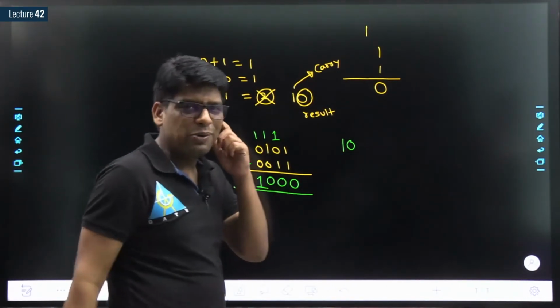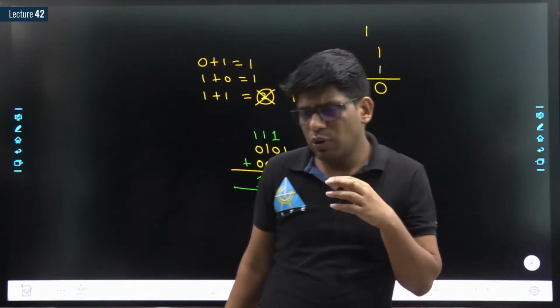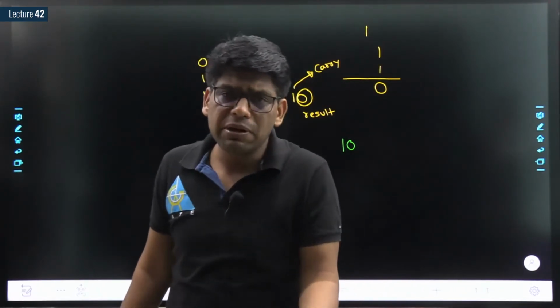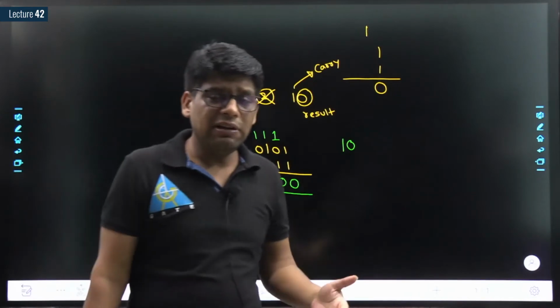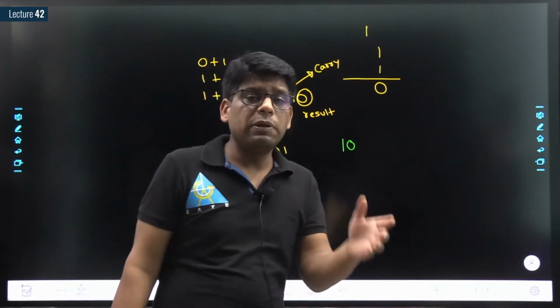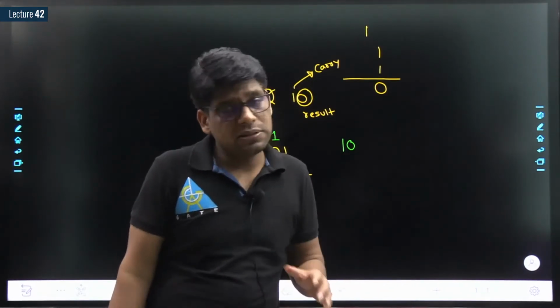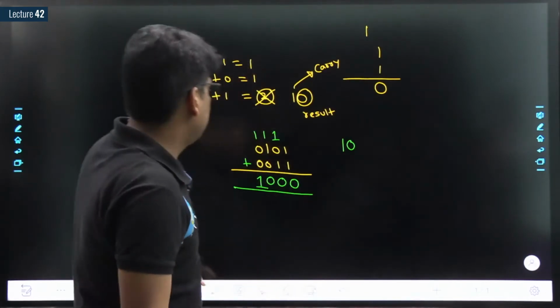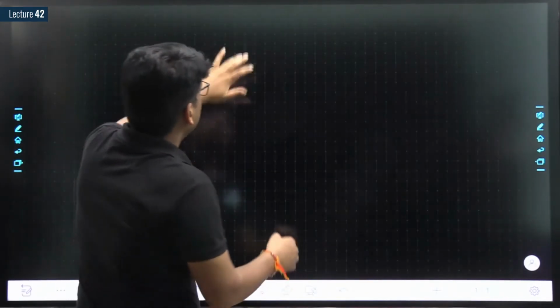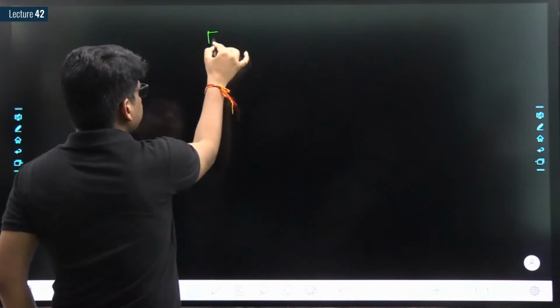Sir, somehow it is becoming difficult because we are not good with the addition of binary numbers. Sir, is there any other way to find the 2's complement of a number directly? Yes, there is another way. Try to understand. Finding the 2's complement of a number.